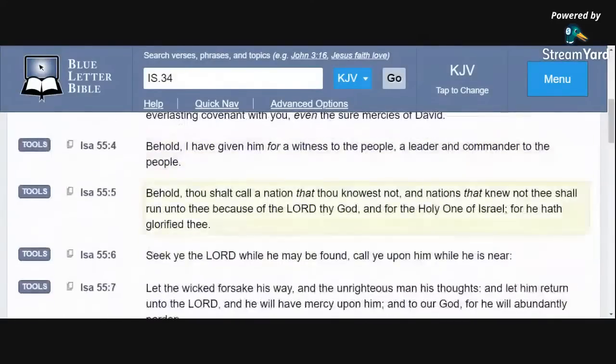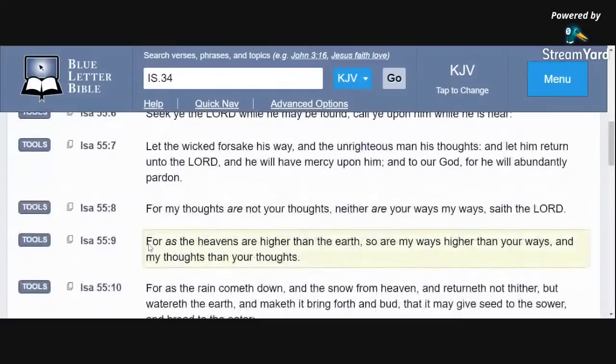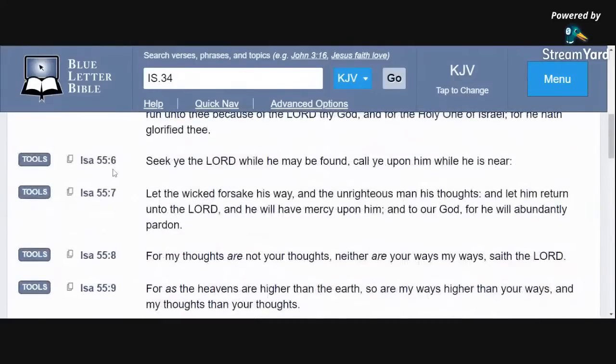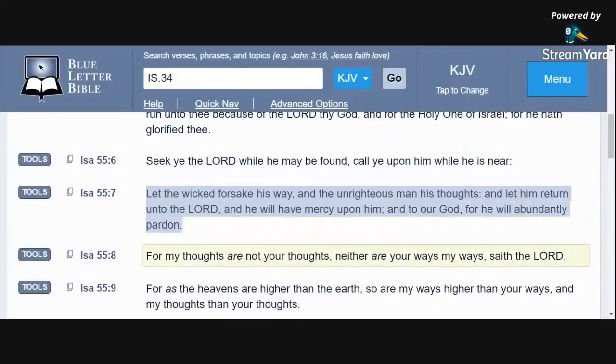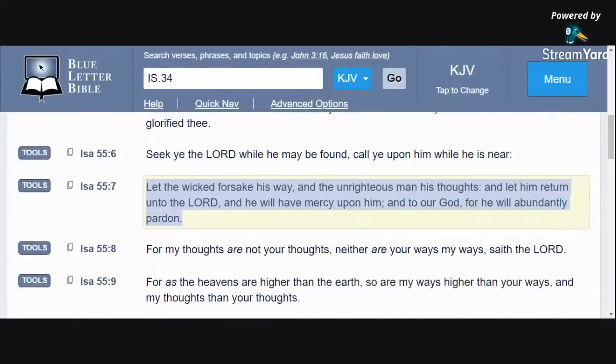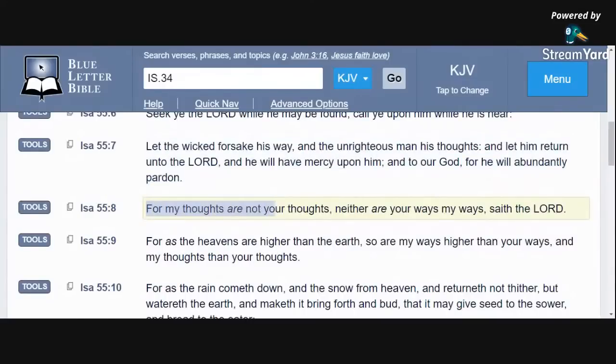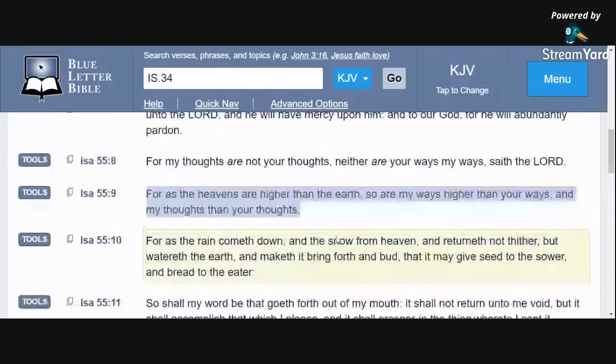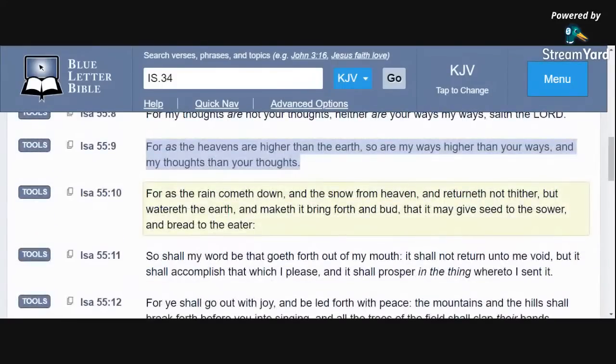Isaiah 55, I'm going to jump into verse 6 since we read it from there. Seek ye the Lord while he may be found. Call ye upon him while he is near. Let the wicked forsake his way and the unrighteous man his thoughts, and let him return unto the Lord, and he will have mercy upon him, and to our God, for he will abundantly pardon. Right? We tell the people, repent, for my thoughts are not your thoughts, neither are your ways my ways, saith the Lord. For as the heavens are higher than the earth, so are my ways higher than your ways, and my thoughts than your thoughts.